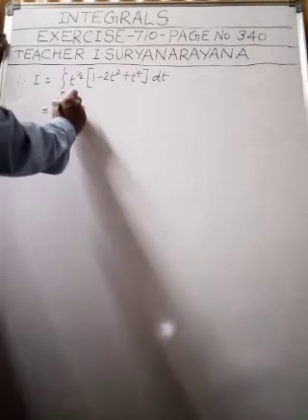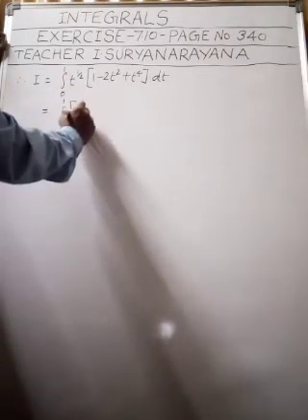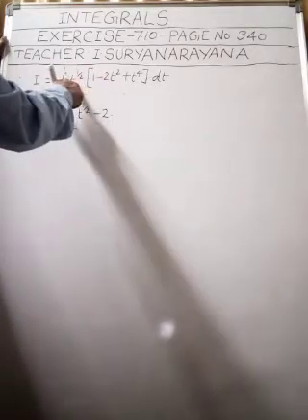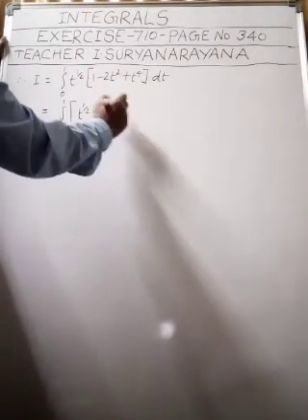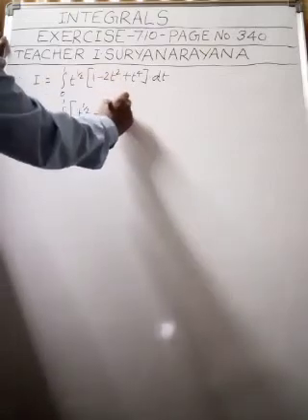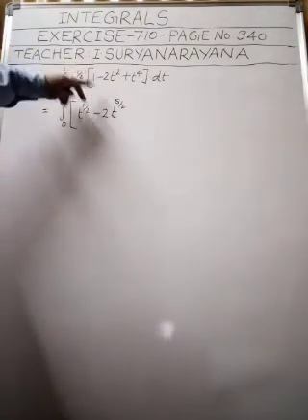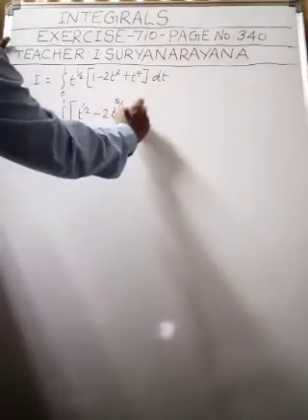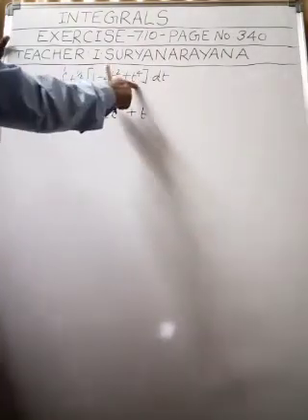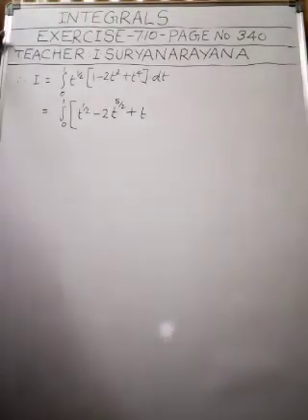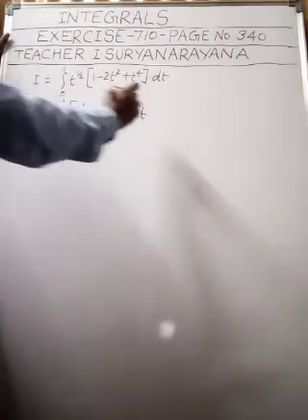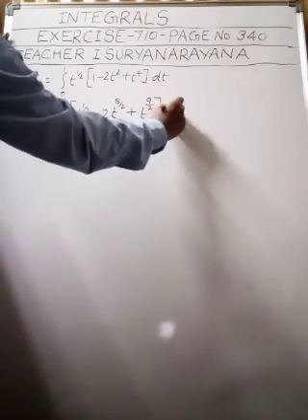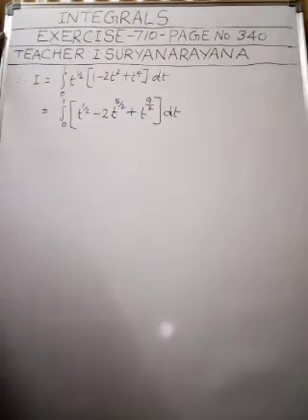Integral 0 to 1. What will you get? t power 1 by 2 minus 2 into t power 1 by 2 into t square. What will you get? 5 by 2, that is 2 plus 1 by 2. Directly I wrote here: 1 by 2 plus t power 1 by 2 into t power 4. What will you get? 9 by 2, that is 4 plus 1 by 2. Yes or no, my children?